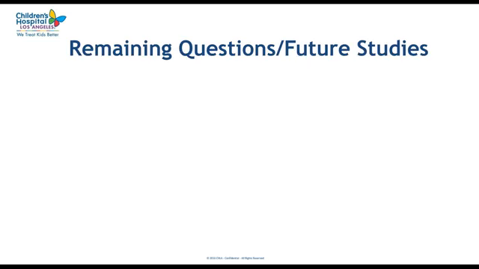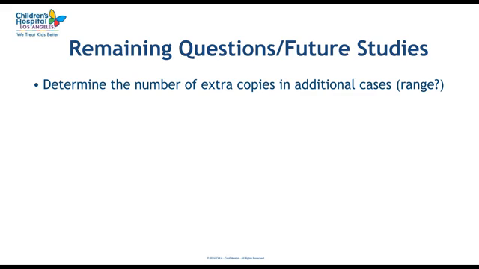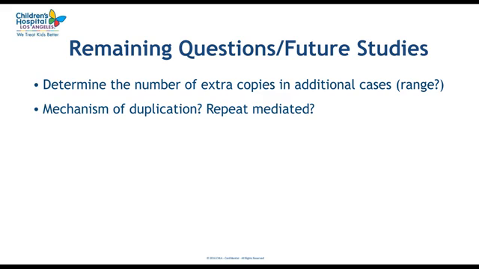However, there are still very interesting remaining questions when it comes to this PAX5 intergenic tandem multiplication. I think that it would be important to determine the number of extra copies in additional cases and to see what the range is. It seems to be required that there is more than one extra copy for this to be oncogenic. However, we really would need to know what exactly the range is. An interesting question is, what is the mechanism of these duplications? Are they repeat mediated? Why do they recurrently occur at the same region of the gene? How do they lead to oncogenesis?